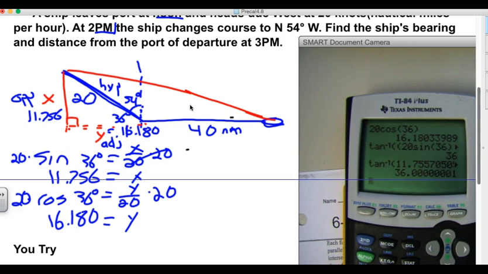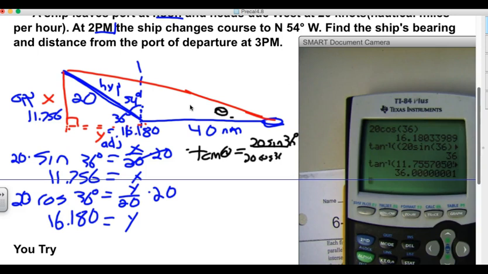So to find the bearing, we need to find the measure of this angle theta. Well, now we know the opposite side of that is 11.756, and the adjacent side for that angle is 40 plus 16.180. So we can use a tangent function. Tangent of theta is going to equal 11.756, which was 20 times the sine of 36, over, and now the long leg is 16.18, which was 20 cosine of 36 plus the 40 that we've already got.